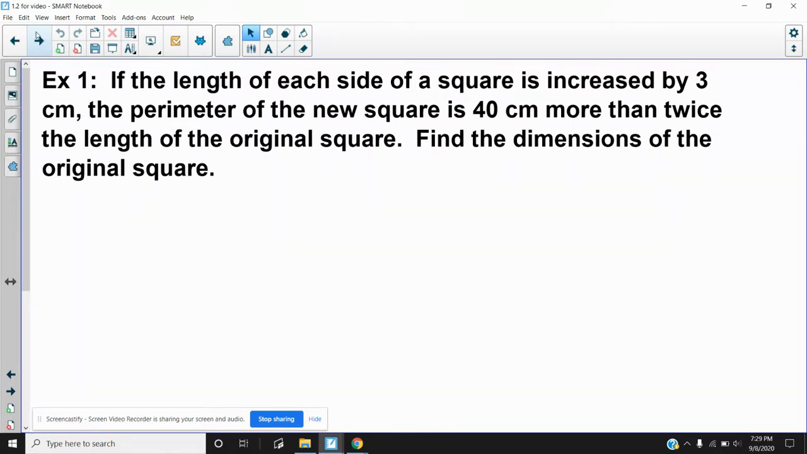If the length of each side of a square is increased by 3 centimeters, the perimeter of the new square is 40 centimeters more than twice the length of the original square. Find the dimensions of the original square.